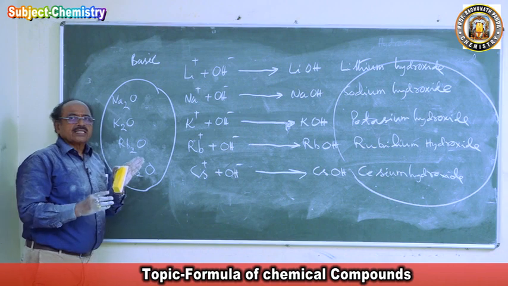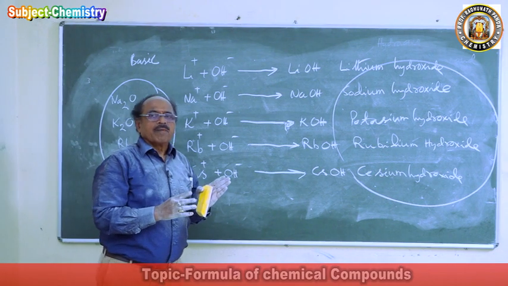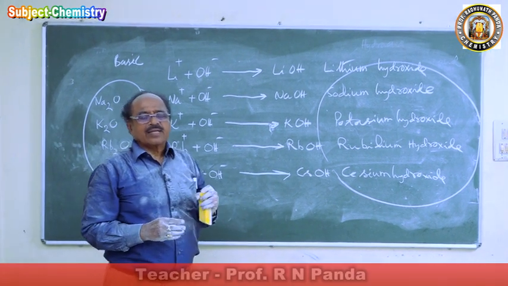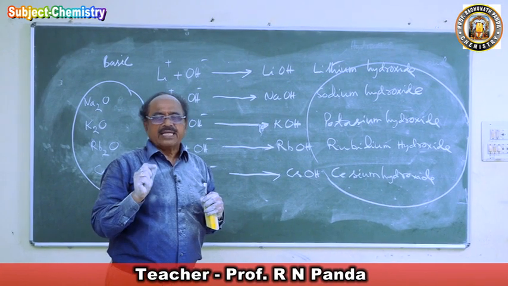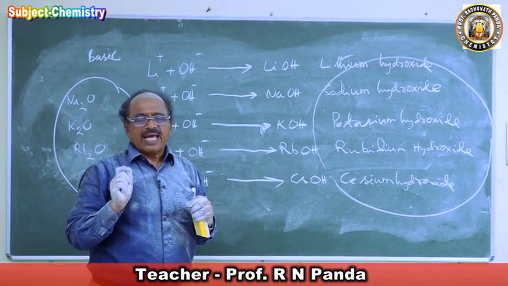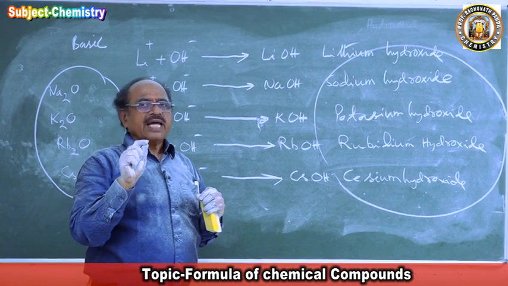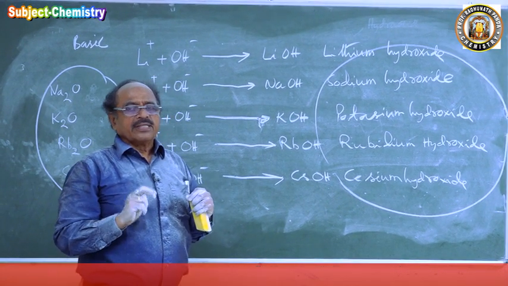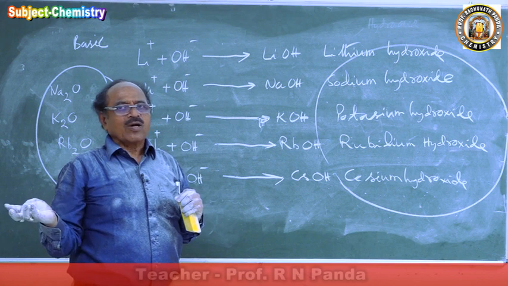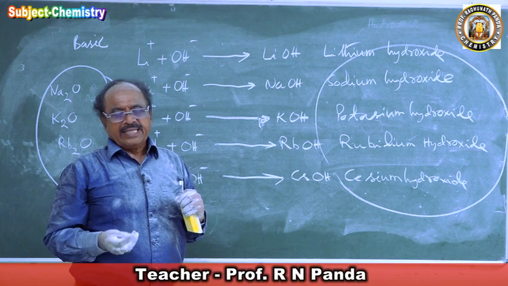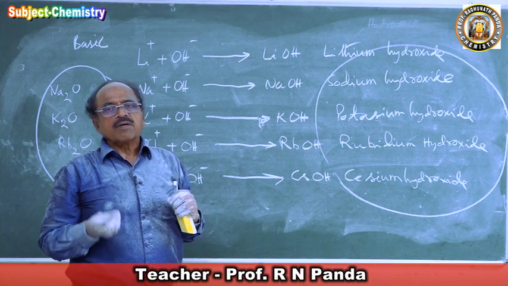Next class I will take the group 2 elements. Who are the elements? Beryllium, magnesium, calcium, strontium, barium. How many electrons do they have? Two electrons. They will lose 2 electrons and attain octet. Hence they are highly electropositive metals.